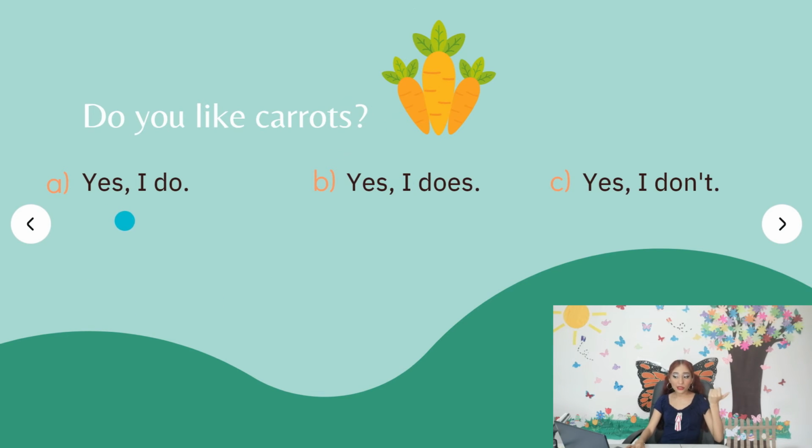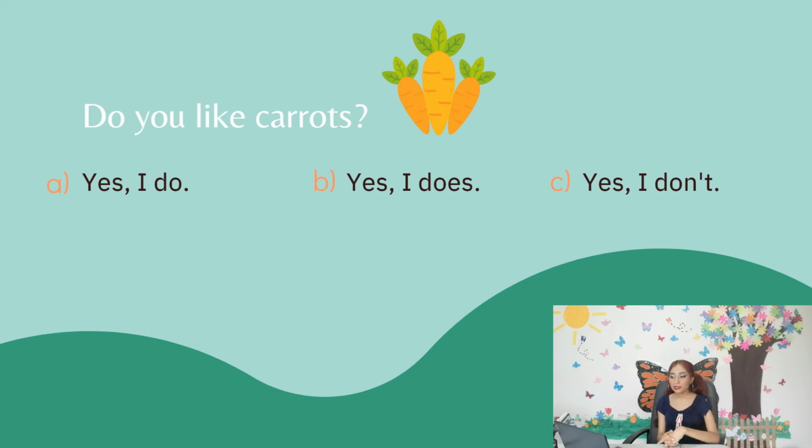Letter A, yes I do. Letter B, yes I does. Letter C, yes I don't. Which one is the correct option? You need to check. Algunas no están correctas. Algunas no están bien estructuradas. No están bien escritas.